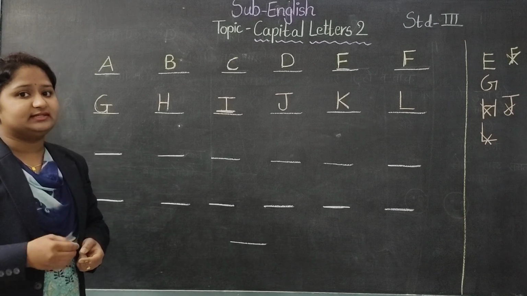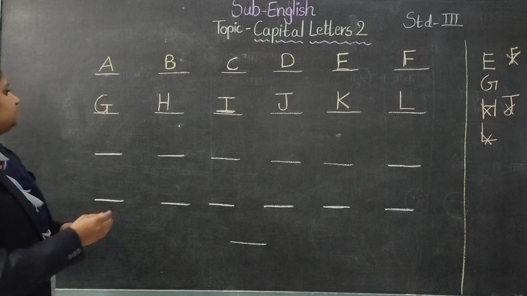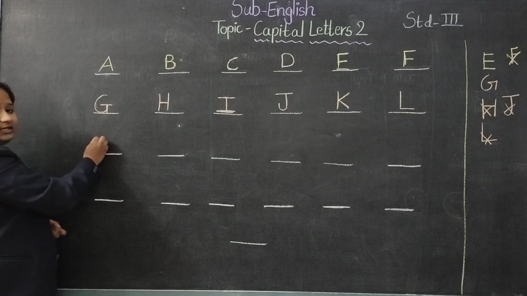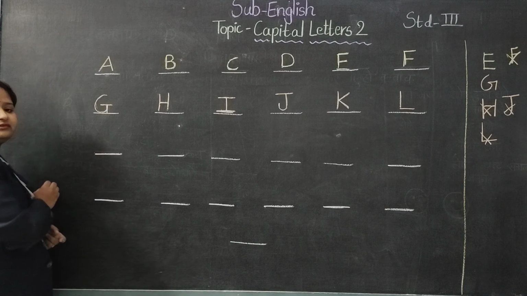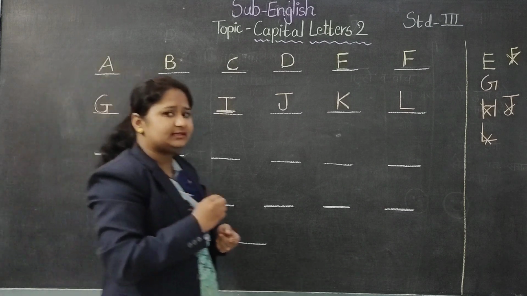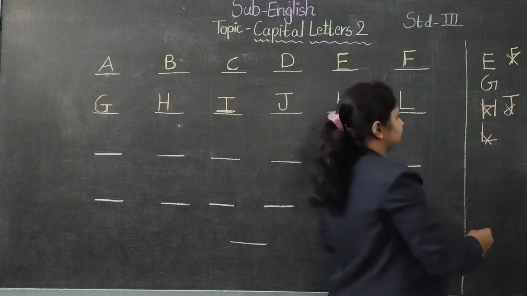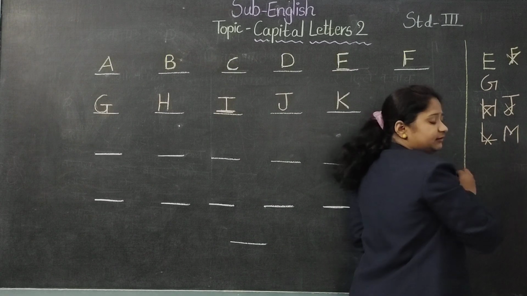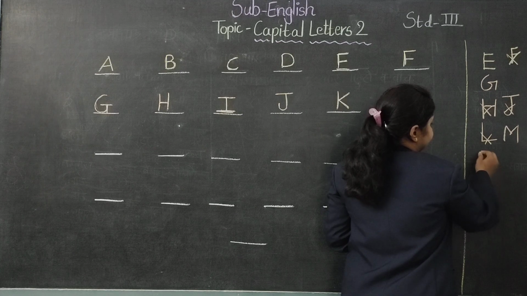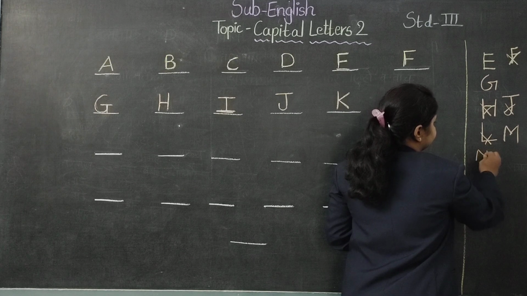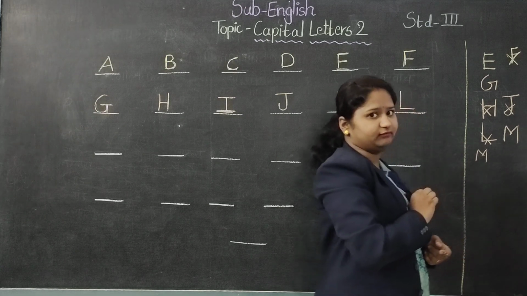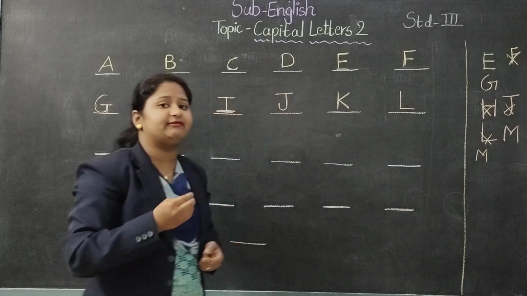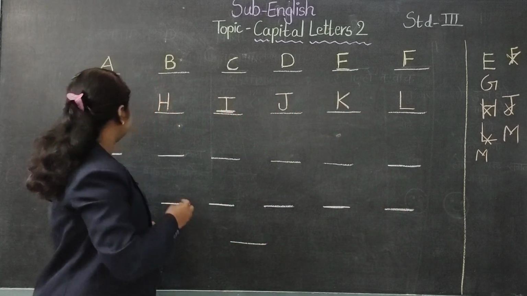Now we will move towards M. Now see how to write M. We will first see what mistake some of the students make. They do like this, okay, or they may be doing like this. This is the wrong way. We'll see the right way, the correct way of writing letter M.